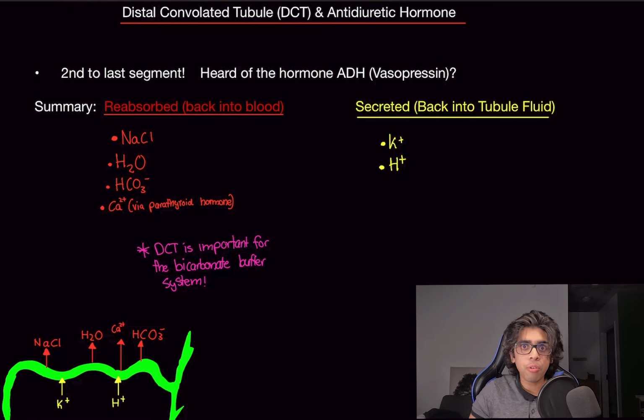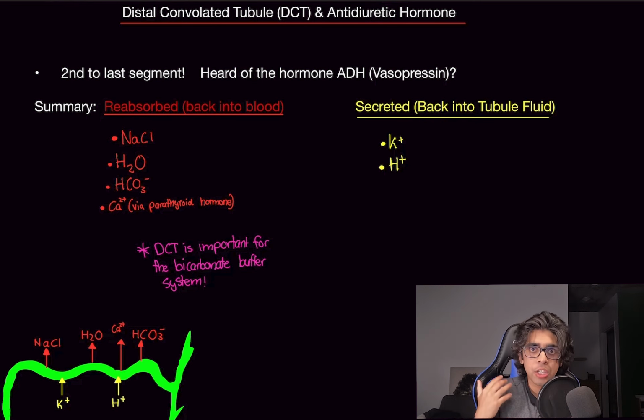But just a little recap here. From the last video, we went over the loop of Henle. We went over the descending loop and the ascending loop. So the DCT is right after this, right? And following the DCT will be the collecting duct, which will be the next video. So the DCT, it's reabsorbing and secreting stuff.